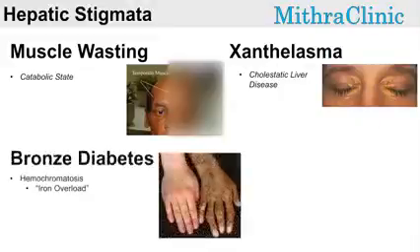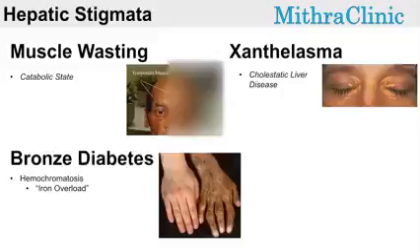Another one is bronze diabetes. Now, we call this bronze diabetes because of the discoloration in the skin. You can see here in this image that there is quite a difference in the coloration of the skin in these patients. It's known as bronze diabetes because of the discoloration, and it's associated with hemochromatosis, which is a genetic condition leading to an iron overload.